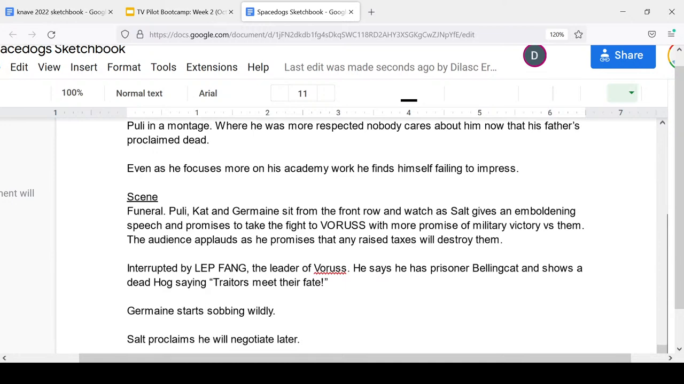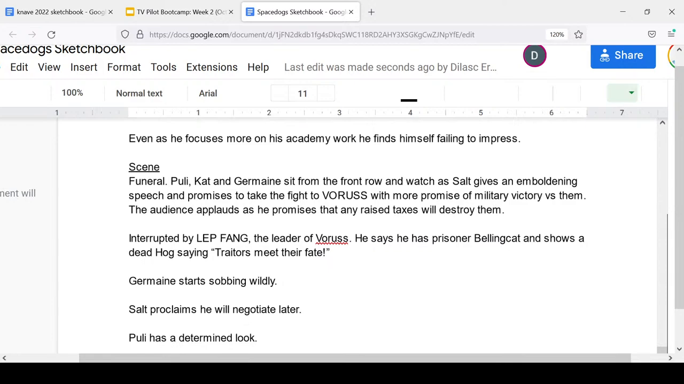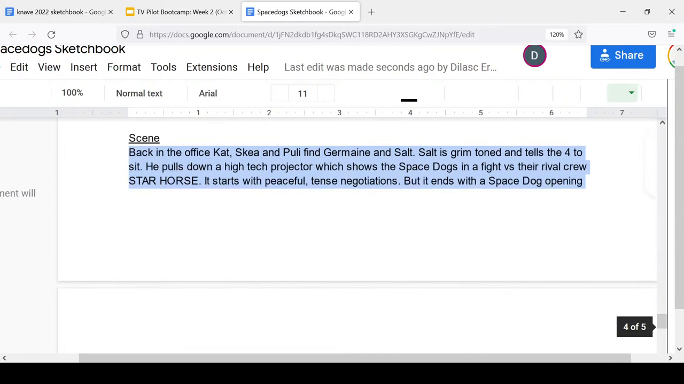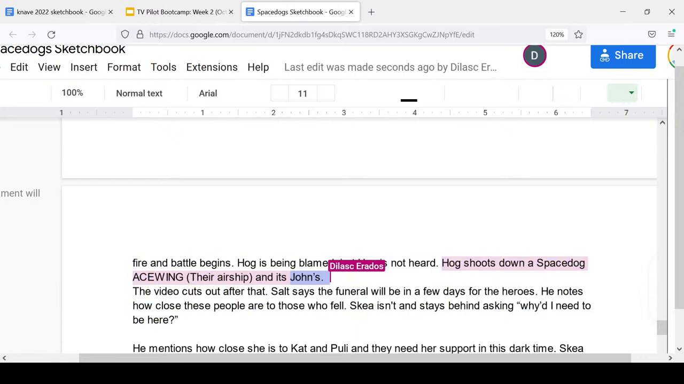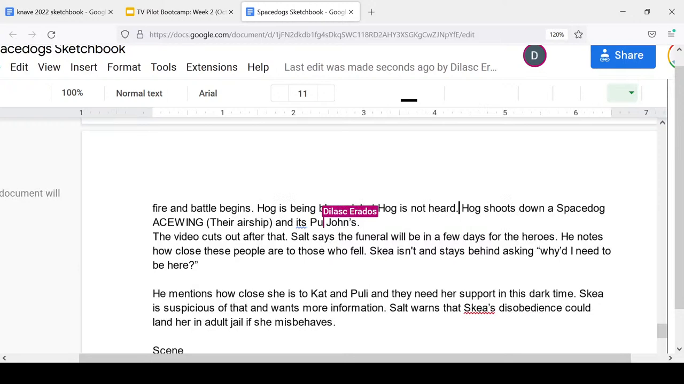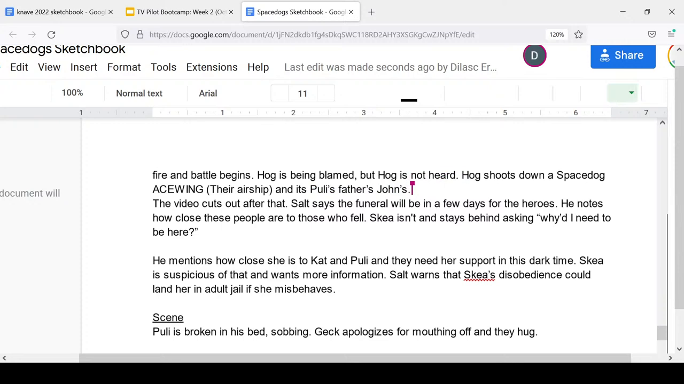And we go into a montage where he was respected and nobody cares about him now that his father's declared dead. Where did that happen? When it got shot down in that video. Is it mentioned in this? It doesn't. Is that on the page here? That's this part saying it's John's. John is his dad? Yep. Okay. Super important detail there. That's going to be a big scene, when the character loses his father, right? So I just kind of lost it in the... there we go, it's Pulley's father. Super important to emphasize. So then he has to react and respond to that, which looks like he does here.